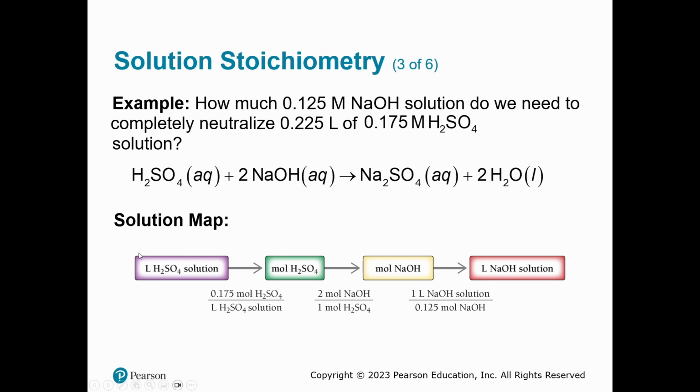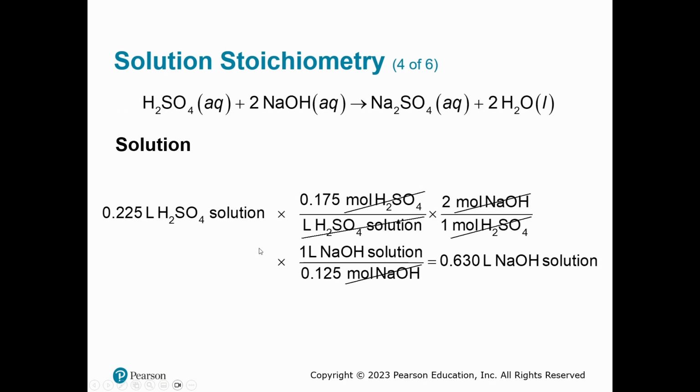So if we have a certain volume of H2SO4, we know what the molarity is. We can multiply these together to get the moles of H2SO4. We then can use our reaction stoichiometry to compare moles of sodium sulfate to moles of sulfuric acid. We then can use the molarity of the sodium hydroxide, sorry, not sodium sulfate, that's the product we're making, to figure out how many liters of that sodium hydroxide solution need to be used to completely neutralize the reaction.